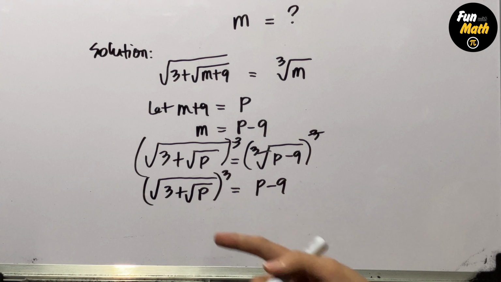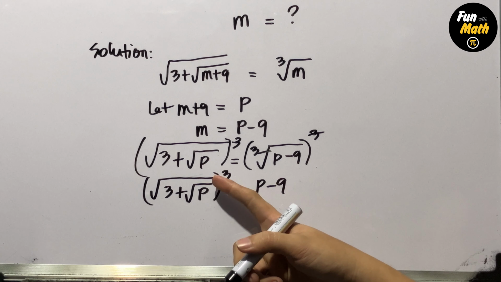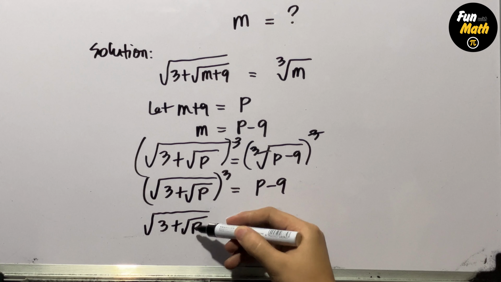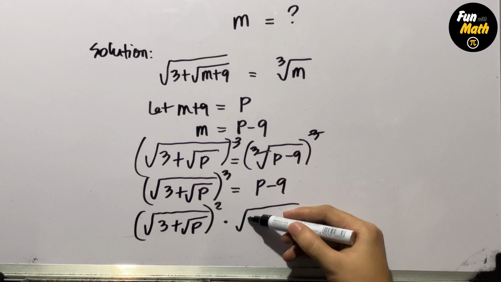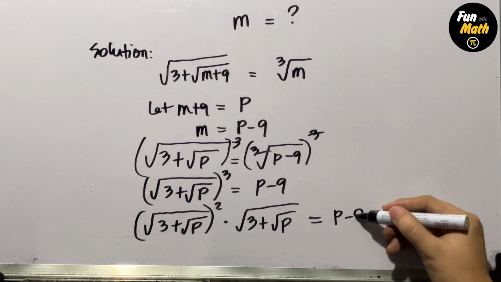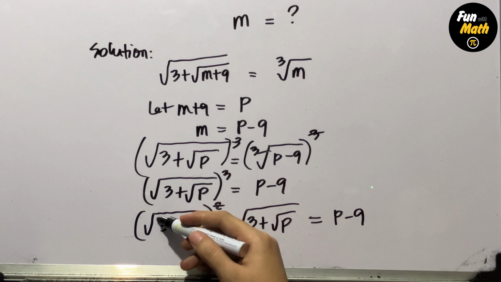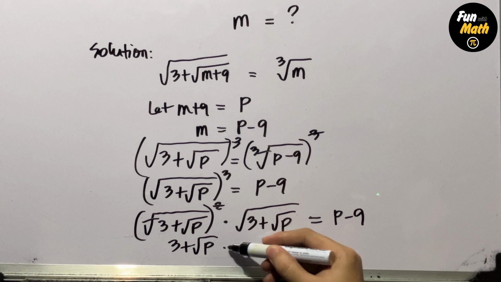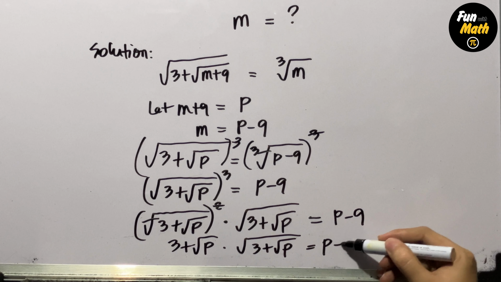Now next is this square root of 3 plus square root of p whole to the power of 3. We can split this into square root of 3 plus square root of p whole to the power of 2 times another one, square root of 3 plus square root of p, then equals p minus 9. Now, next thing to do is we can cancel the squared and the radicand. So now we're left with 3 plus square root of p times square root of 3 plus square root of p equals p minus 9.